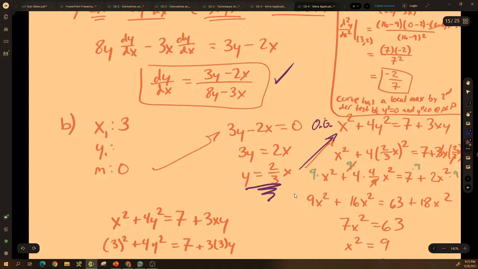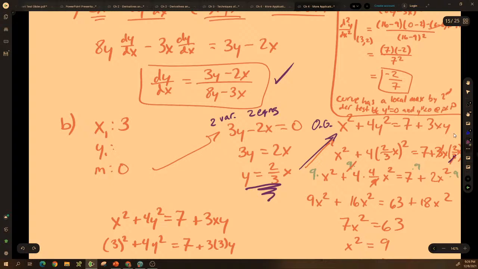Then this is still not solved, so I always need to plug this back into the original equation. This has 2 variables. If I have 2 variables, I need 2 equations, so my other equation on implicit is always my original. So anywhere I see a y, I'm going to plug in 2/3 x. These are kind of tricky, but it's the same process every time. So x squared plus 4, for y I'm going to put in 2/3 x, and then squared, equals 7 plus 3x times 2/3 x.